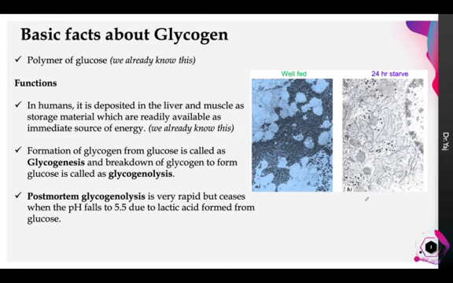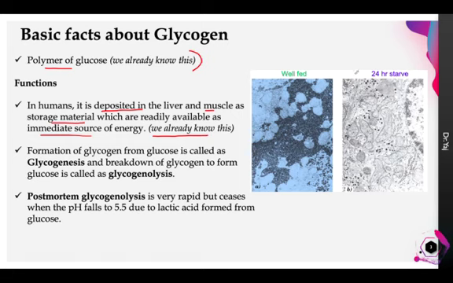What are the basic facts about glycogen? Some of these facts we have discussed in detail when we took carbohydrates, or more precisely, introduction to carbohydrates. Glycogen is a polymer of glucose, and this fact is already known to you. In humans, it is deposited in the liver and muscle as storage material, which is readily available as an immediate source of energy during times of need. And this particular fact is also known to you.